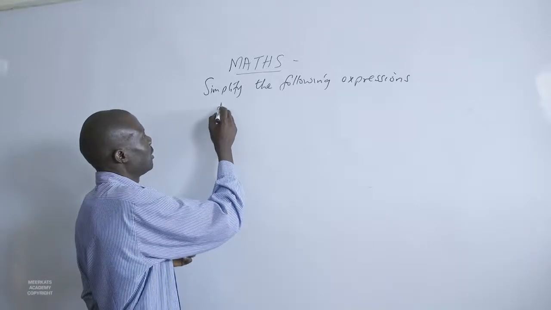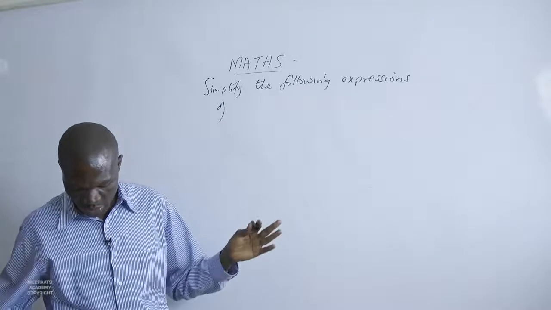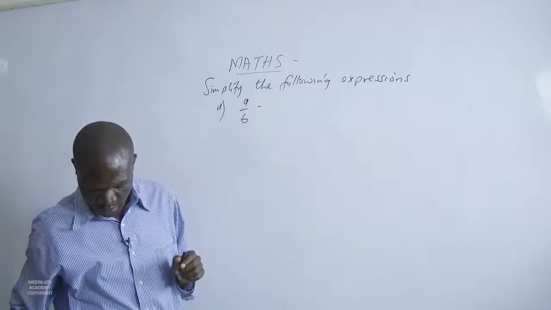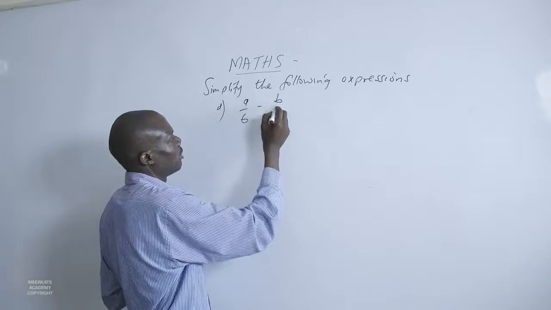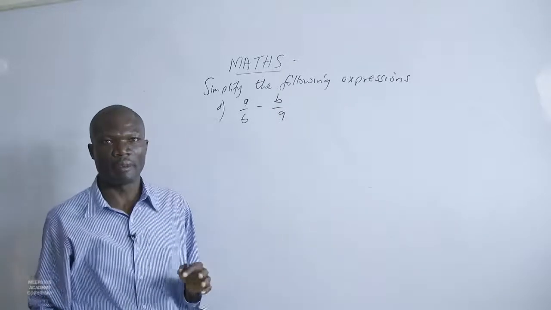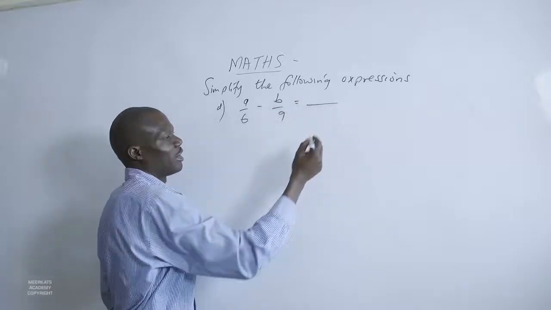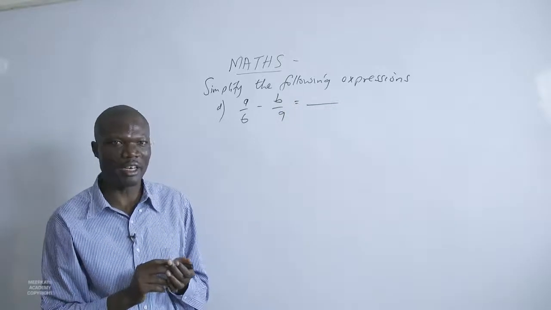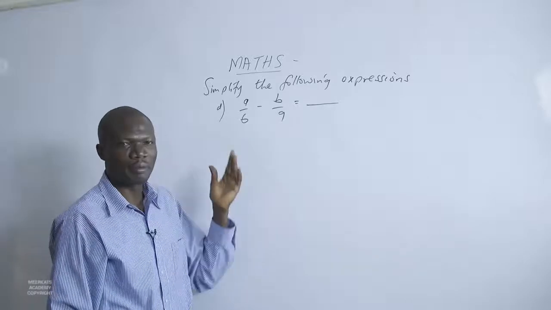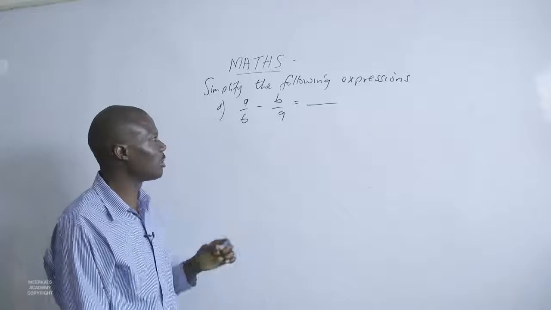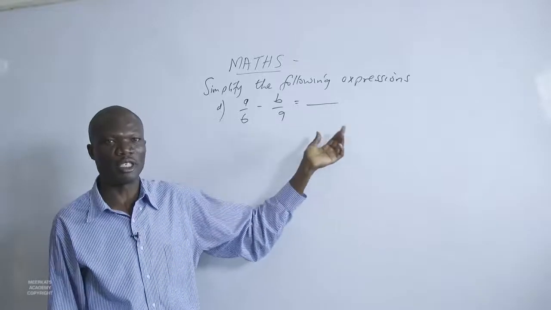Lastly, let us try this, and this one is simpler. a over 6 minus b over 9. This one, we can do mentally to find the lowest common denominator of 6 and 9.